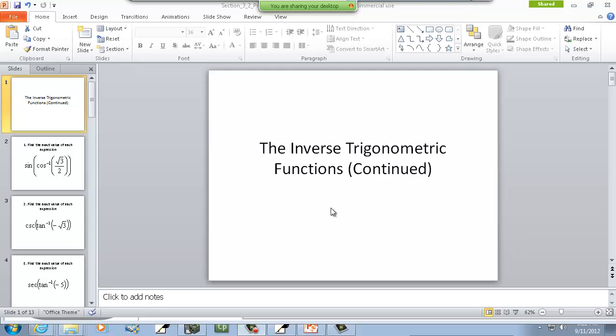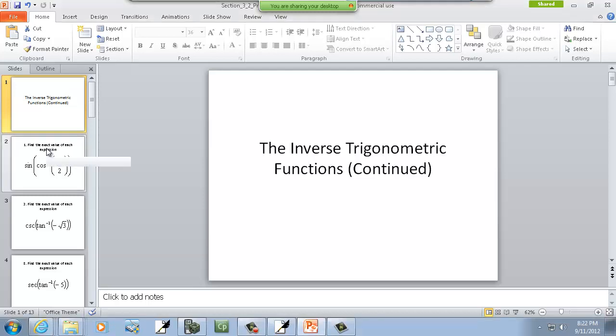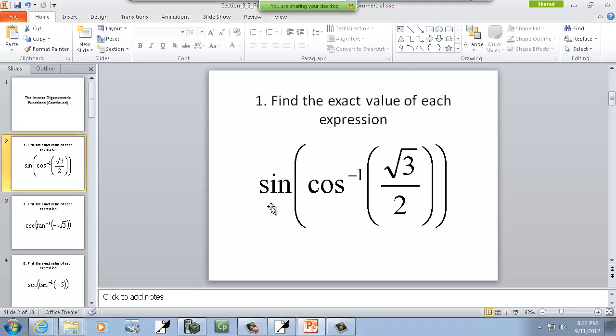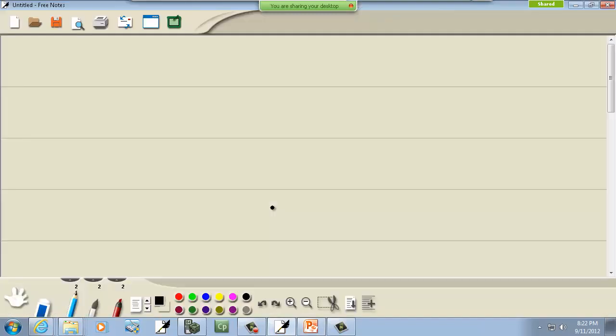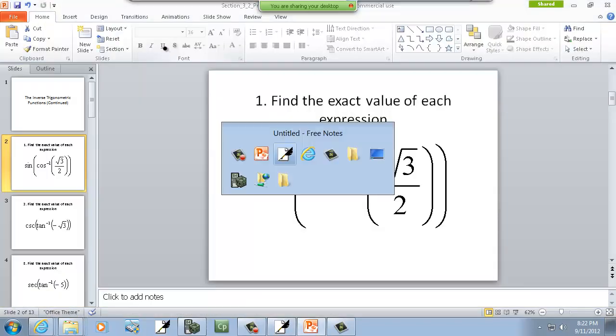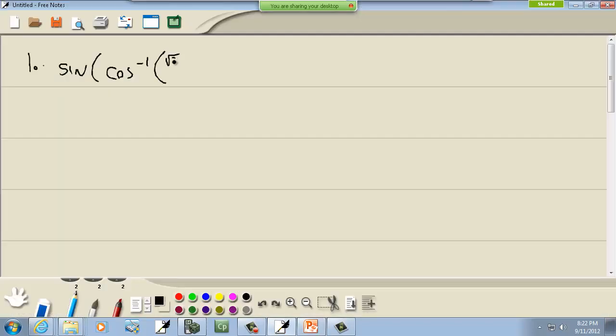This is the inverse trig functions continued. And let's take a look at our first problem here. We got sine of inverse cosine of square root of 3 over 2.